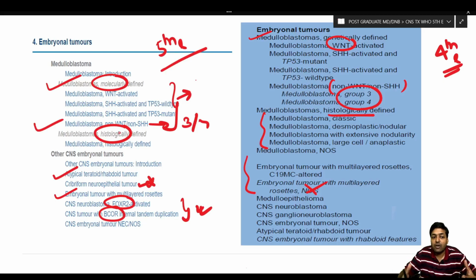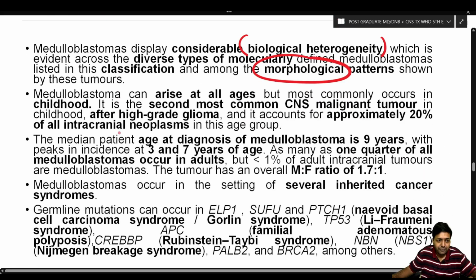Okay, so that is what is being reflected over here. And maybe in the next edition, we will not find this entity only. So this becomes a very important learning point at this point of time. So medulloblastoma, if you see, they can arise at all ages, but most commonly they occur in childhood. This is a tumor of childhood.